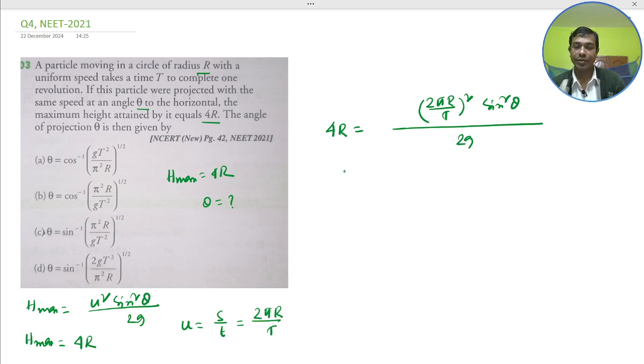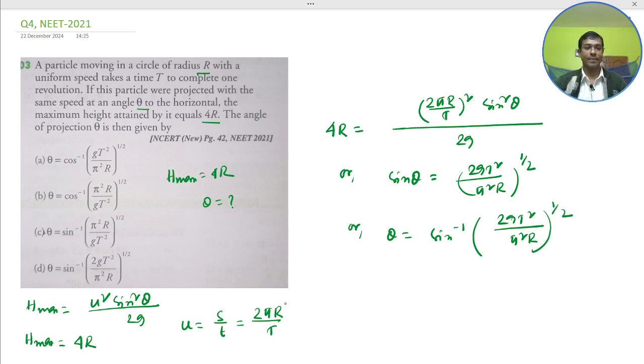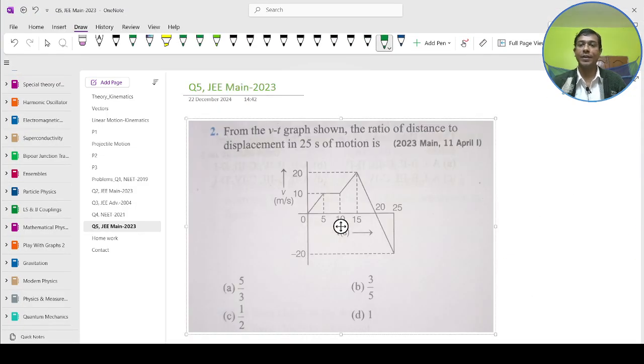So here you get sin theta equal to 2g T square by pi square r, to the power half, or theta would become sin inverse of 2g T square by pi square r, to the power half. I think D would be the correct answer: sin inverse 2g T square by pi square capital R to the power half.